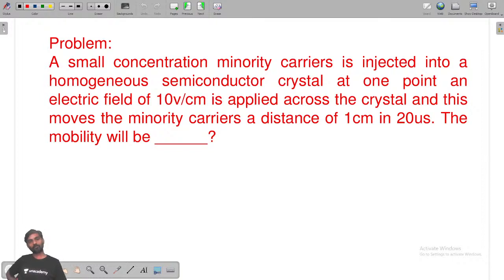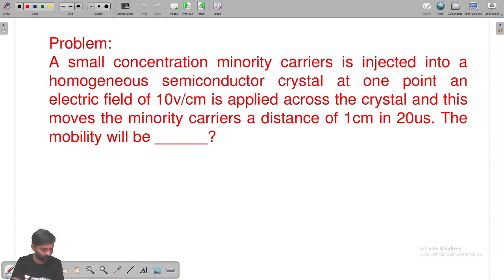Oh, the problem looks very big. See, what is the problem? A small concentration of minority carriers is injected into a homogeneous semiconductor crystal at one point. An electric field of 10 volts per centimeter is applied across the crystal, and this moves the minority carriers a distance of 1 centimeter in 20 microseconds. The mobility will be? It is asking for mobility.